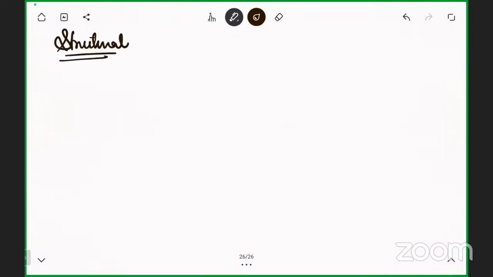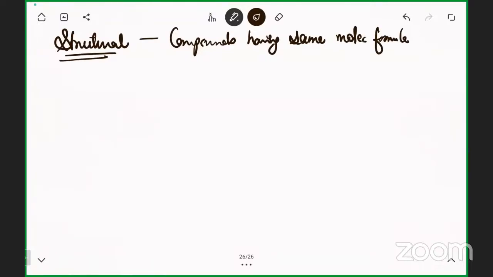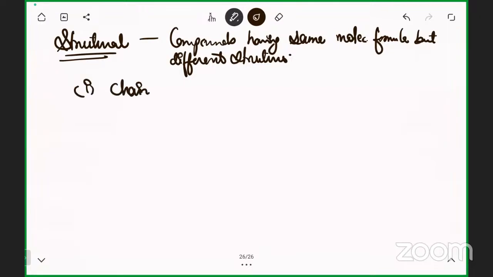Structural isomerism. And what is the definition? Compounds having the same molecular formula but different structure are known as structural isomerism. In structural isomerism, the first category we have is chain isomerism, also known as nuclear isomerism. Okay, what are chain isomerism and nuclear isomerism?